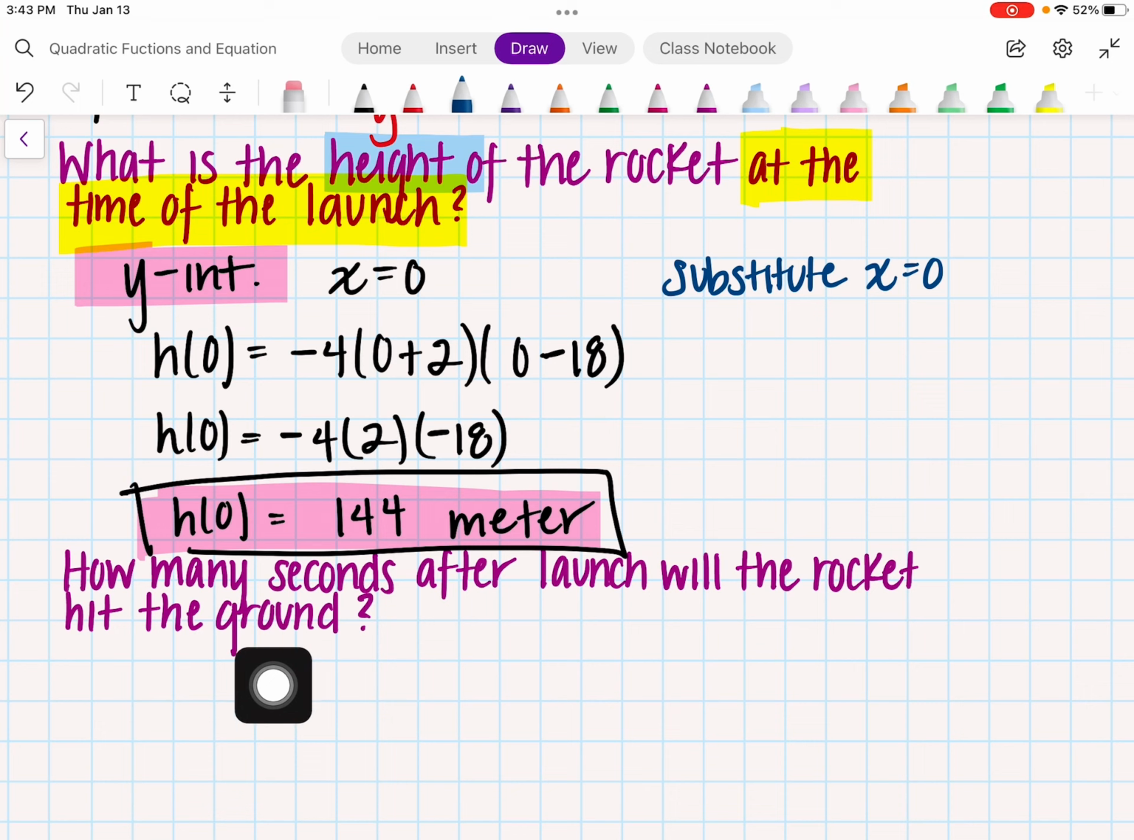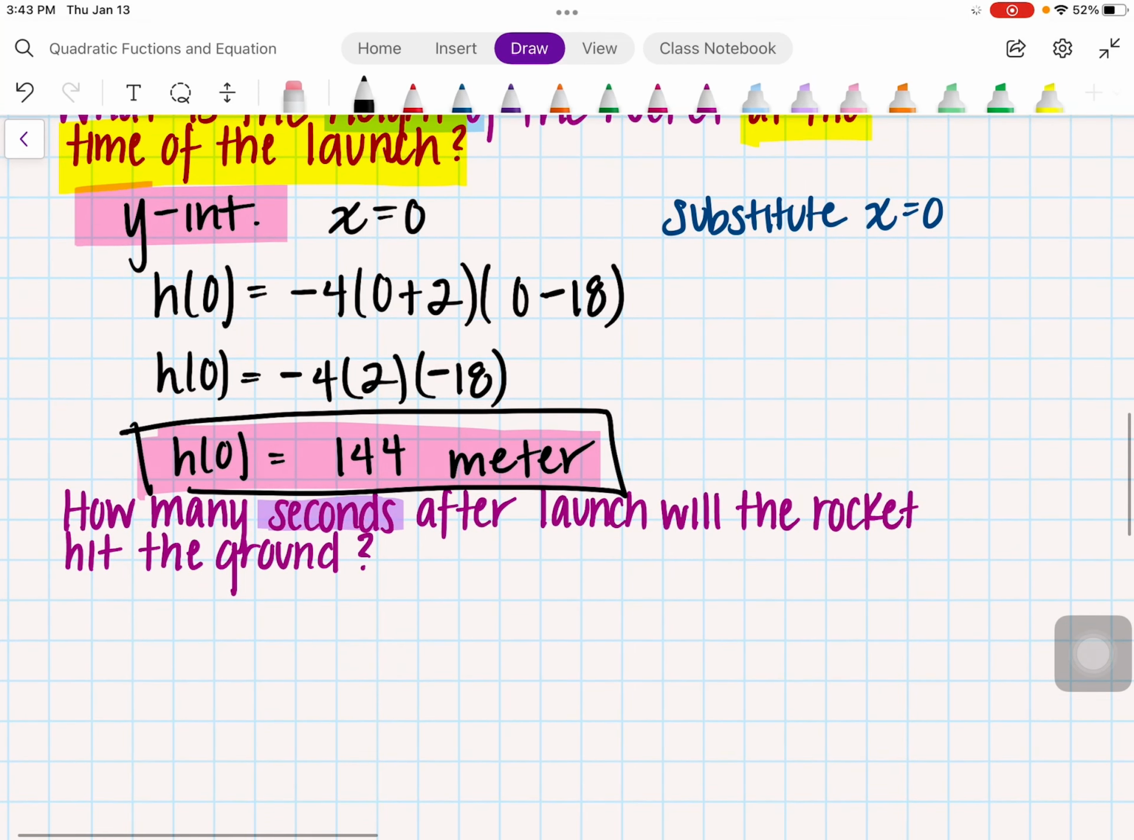All right, let's go ahead and take a look at the next one. It says, how many seconds after launch will the rocket hit the ground? Now, let's go ahead and highlight the unit of measure they're giving us. In this case, once again, I am going to be doing another sketch here. I'll do it up here.